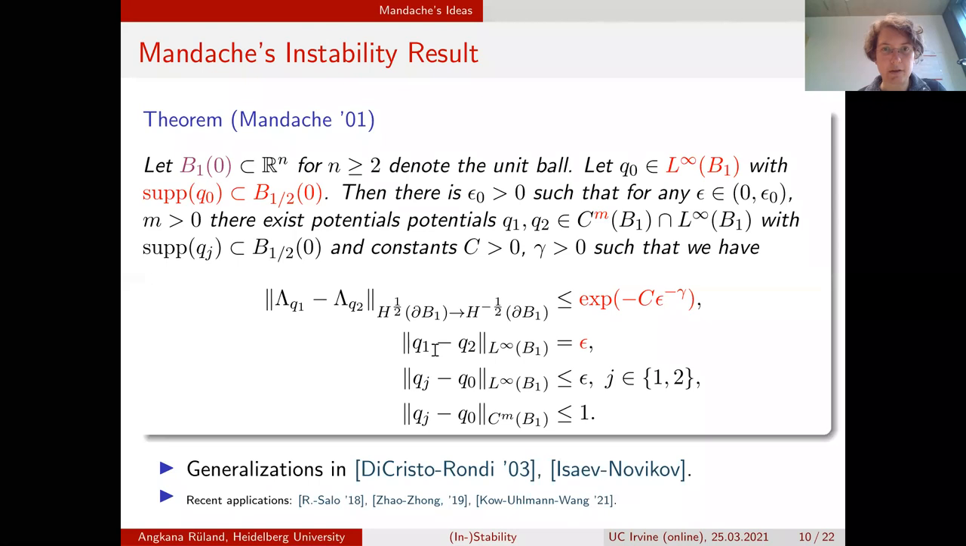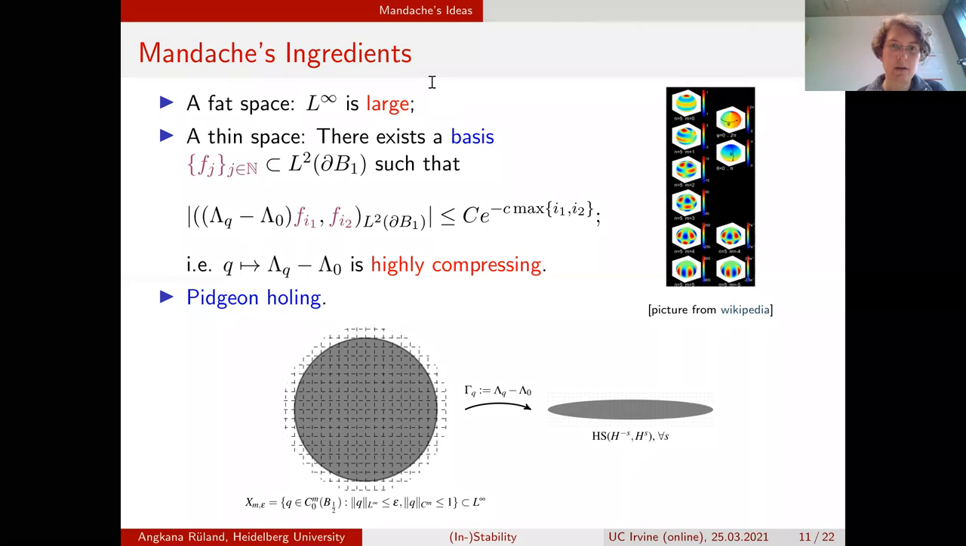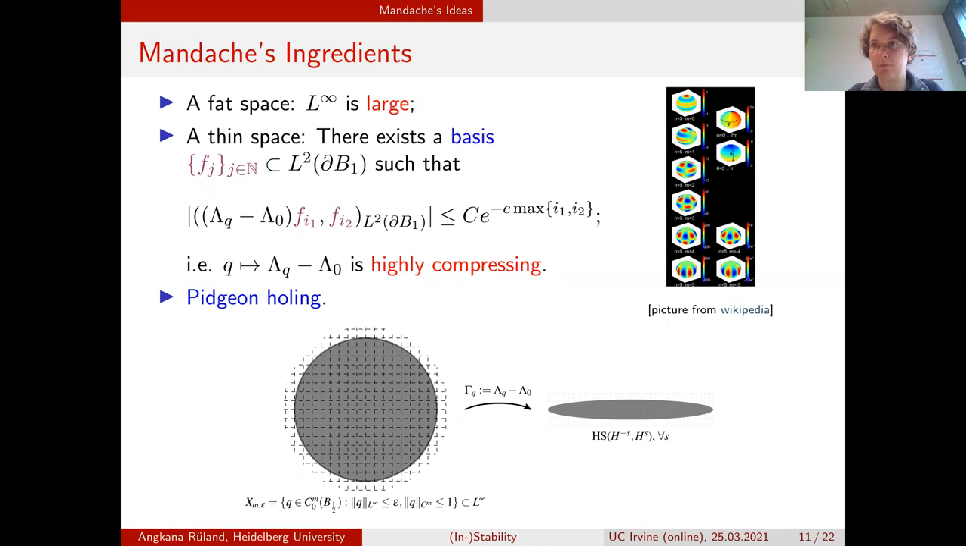So L infinity somehow is fat as a metric space. What does that mean? That means if you look at the unit ball in L infinity, possibly intersected with some higher regularization, but with the L infinity norm, then for any epsilon, it's possible to find large epsilon discrete sets. This means it's possible to find many different potentials which in L infinity are at least epsilon mutually apart from each other. This I try to indicate with this grid in L infinity.